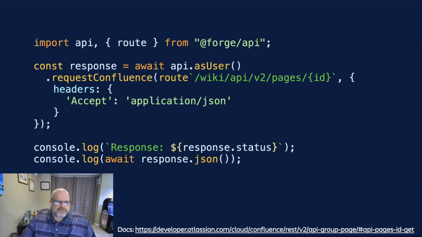So here is a copy and paste from the endpoint for get page by ID from Confluence version 2 of the API. And you can see as we parse this out, we need an import statement up at the top. We need to import the API. We'll also need to import a function called route. We'll get to that in a second. And we're doing that from @forge/api. Next, we need to call our API. And let's parse this out together here. So all of this is done asynchronously, so we're going to use the await function just so that we wait for this information to come back.